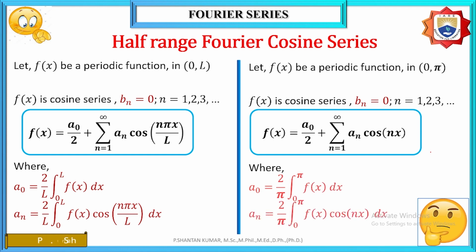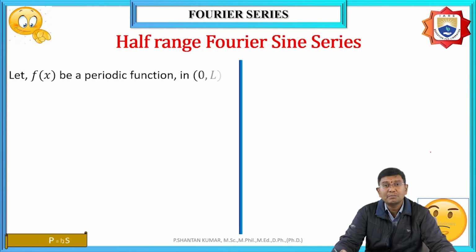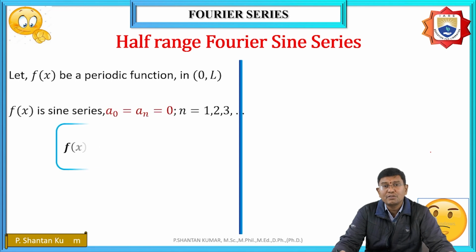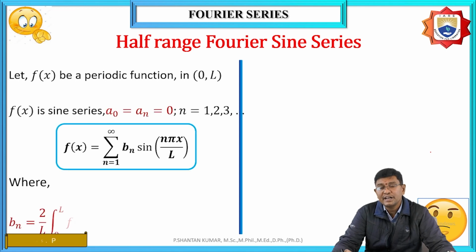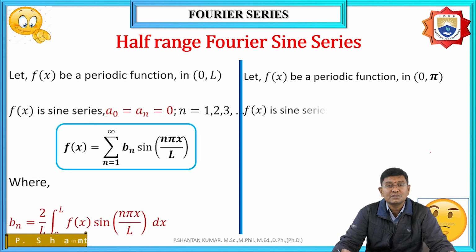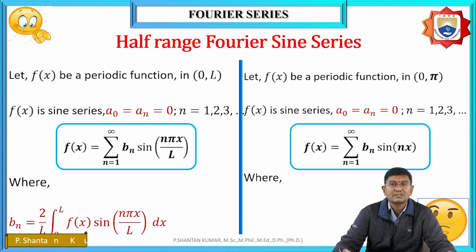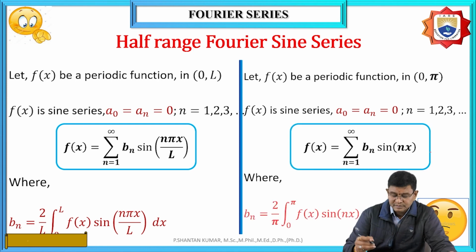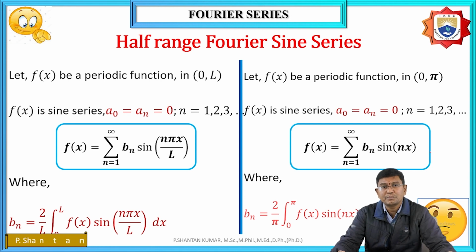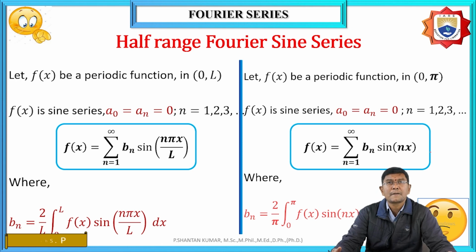And similarly, the half-range sine series. Based upon the same, we need to calculate only the value of bn. Therefore, bn is 2 by pi integration 0 to pi f of x into sin nx dx. These are the formulas under the limits minus pi to pi and also 0 to pi. We need to keep in mind 0 to 2 pi also.